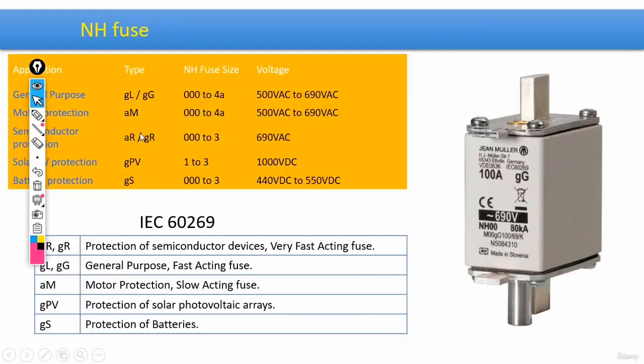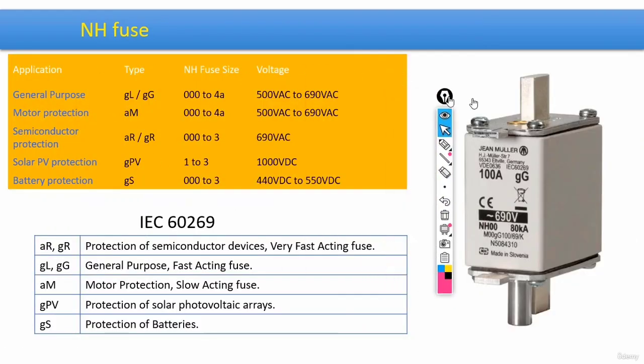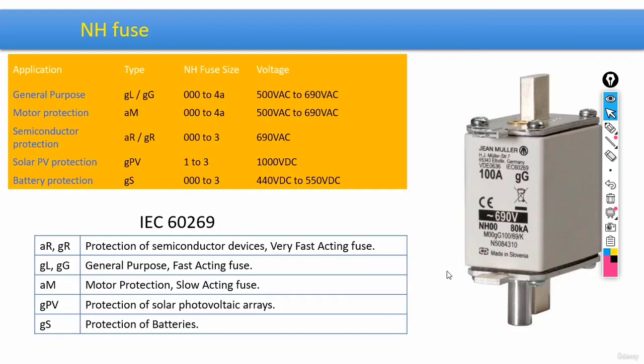Now, we actually have a variety of NH fuses as well. They would be divided into different types based on the letters that are used for naming them. Like, we got general fuses that are usually specified through gL/gG. Then we have the motor protective ones that are specified through aM.